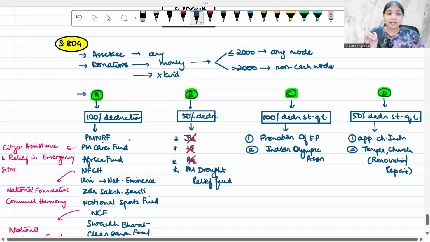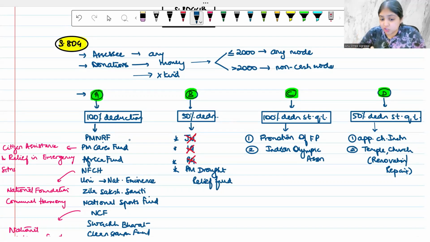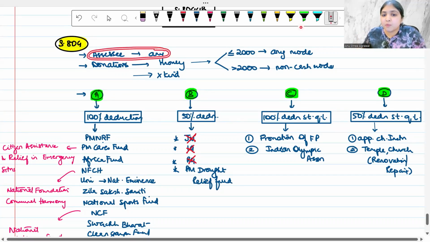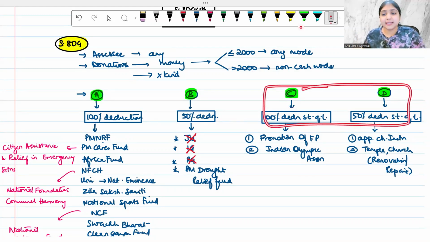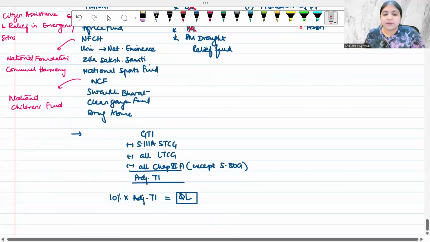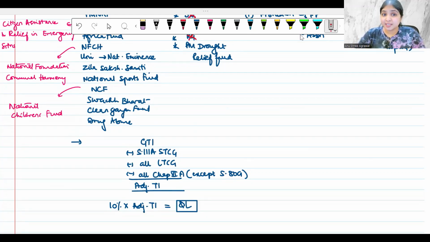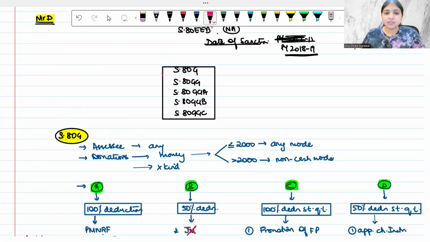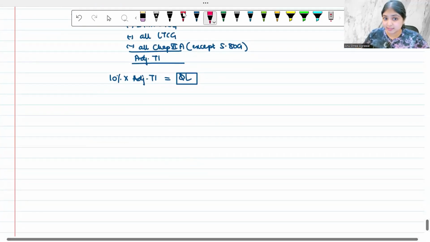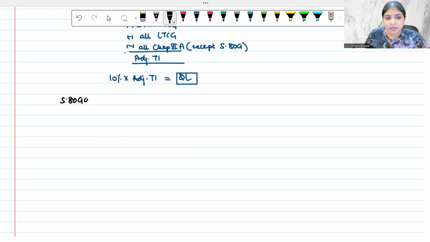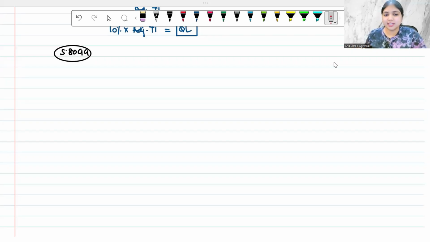This was a very quick discussion on section 80G. So under section 80G, points to be noted: assessee can be any assessee. Mode of payment more than 2000 has to be non-cash mode. We have 4 categories. For category C and D, we need qualifying limit. Qualifying limit is 10% of adjusted total income. All right, this was your very first section under the 80G series. Now taking you to the next section under the 80G series, which is section 80GG.